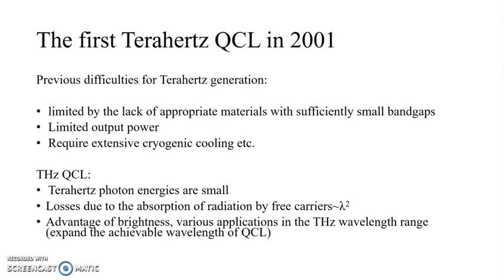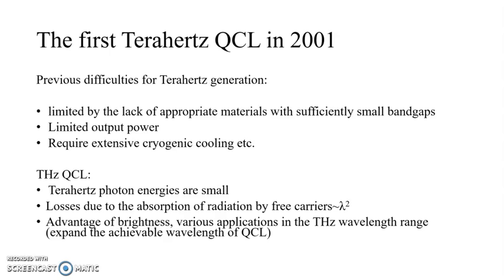However, there is also difficulty in achieving quantum cascade lasers in such a long wavelength. It is difficult to selectively inject and remove electrons either by tunneling or scattering from such closely spaced subbands so as to achieve the population inversion necessary for gain. The long wavelength also increases the losses due to the absorption of radiation by free carriers.